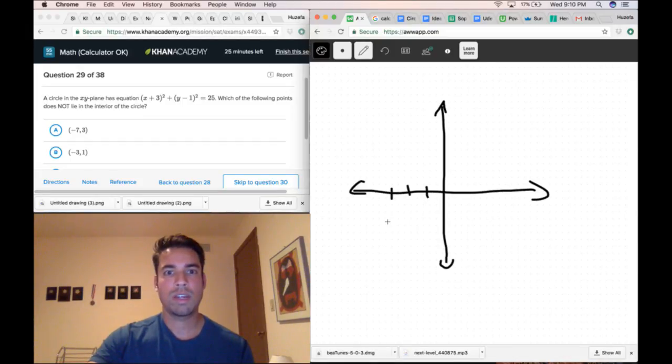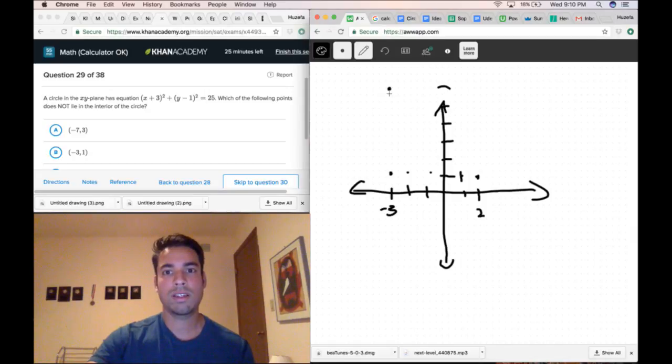1, 2, 3. -3 and +1. Okay? Because it's x minus h, so that's actually -3. Y minus k, so +1. And a radius of 5. 1, 2, 3, 4, 5. So here's +2, right? So here's the outside of the circle. 1, 2, 3, 4, 5.